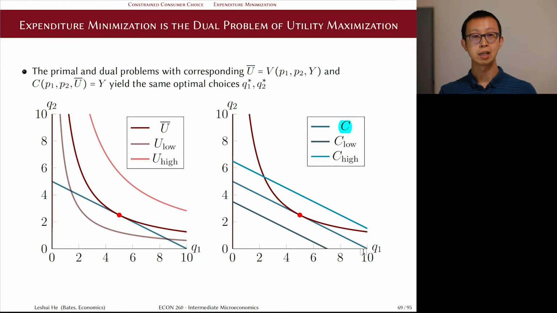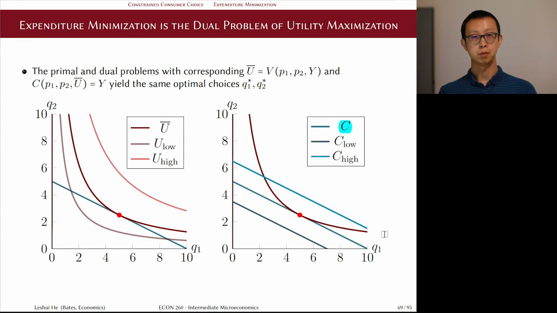Moreover, you will find that this garnet colored indifference curve on the left and the one on the right are at precisely the same location. In other words, they represent exactly the same amount of utility. This is not a coincidence, and let me explain why.